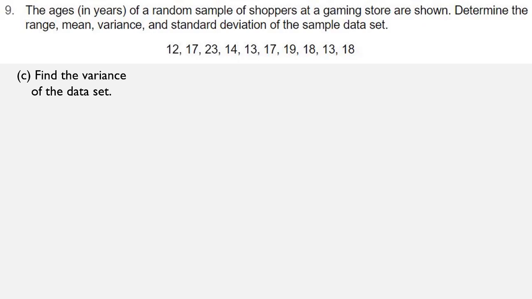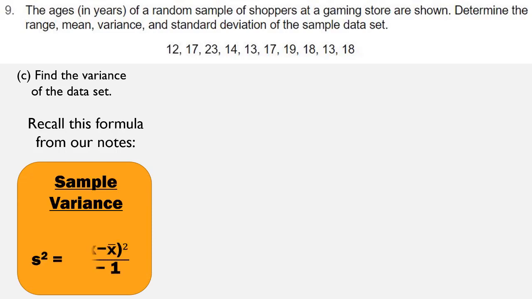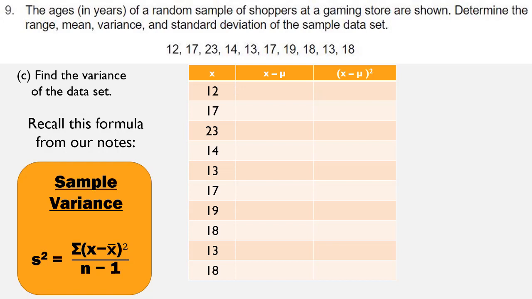In part C, we're trying to find the variance of the data set. Remember this formula from our notes, that the sample variance, s squared, is the sum of the x minus x bars squared divided by lowercase n minus 1. So we'll make a table here where we put our 10 data values in the first column, and then we'll subtract the mean that we just found from each of those data values, and then we'll square those results.